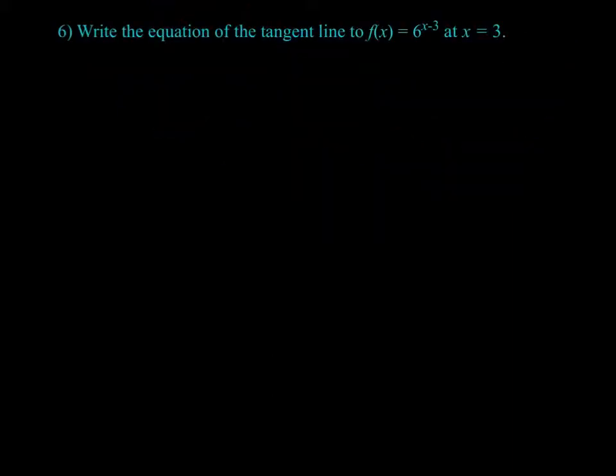Okay, the next example asks us to write the equation of the tangent line to f of x equals 6 to the x minus 3 at x equals 3. So, of course, we have had so much practice with these. If we want to write the equation of a tangent line, we need two things. We need our point and we need our slope. So our point comes from the original function, plugging in the x value and getting out a y value.